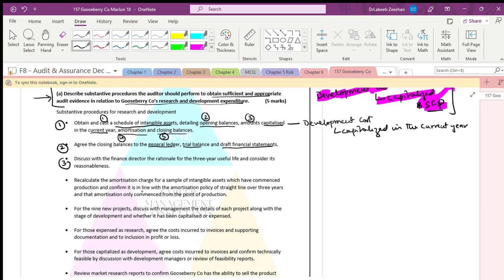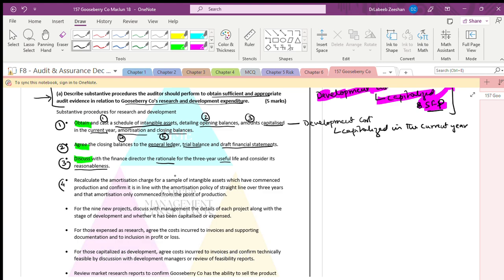When we say it is 3 years, discuss. These are the key words: we have to obtain, we have to agree, we have to discuss. What do we have to do? We have to discuss with the director what is the rationale, what are the assumptions, what is the reason, the justification for a 3 year, why it is going to be a 3 year useful life. And you have to give it a reasonableness. This is the third point.